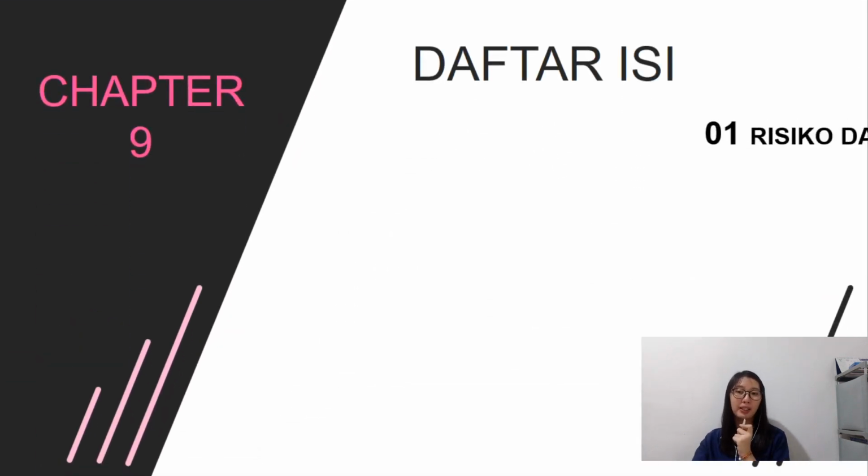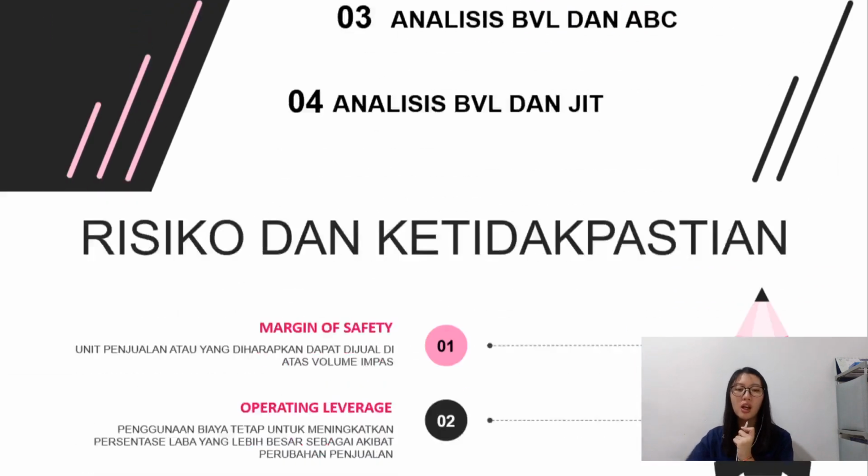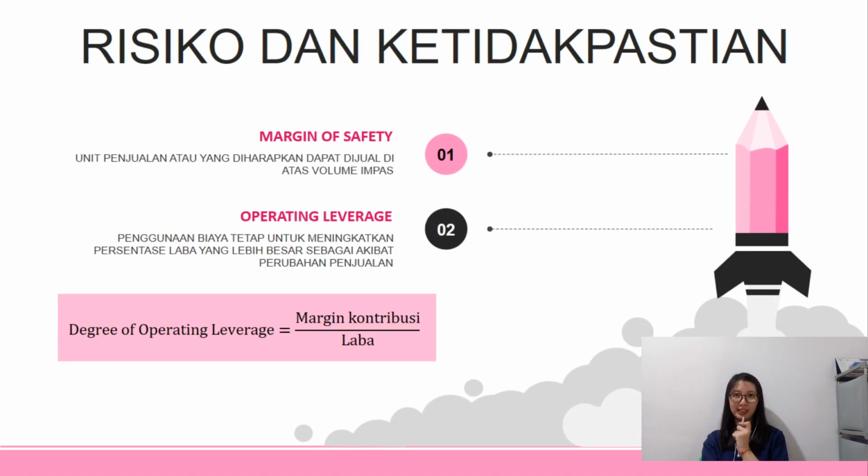The subtopics that we are going to discuss today are risk and uncertainty, sensitivity analysis and CVP, the CVP analysis combined with ABC, and then, last, the CVP analysis in a just-in-time system. The first one is risk and uncertainty.